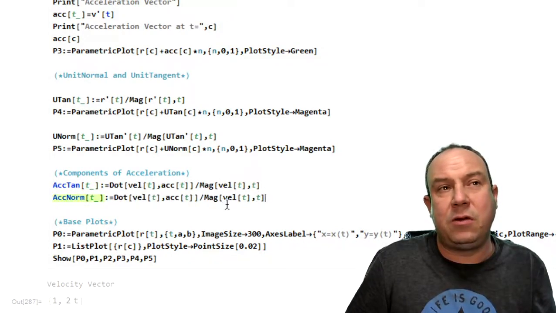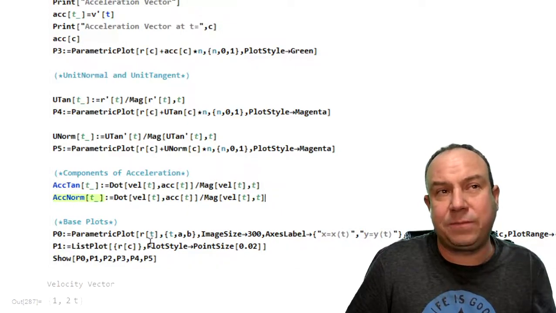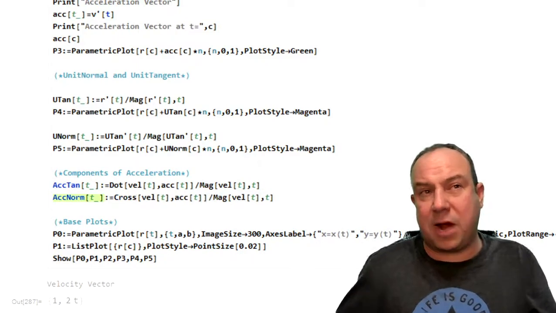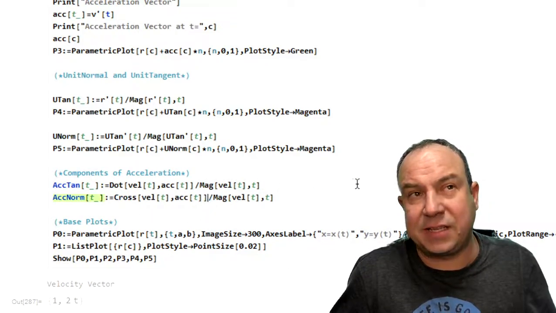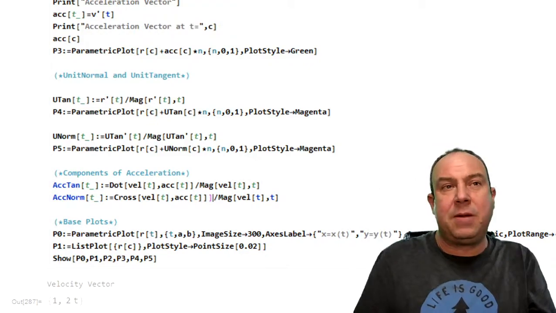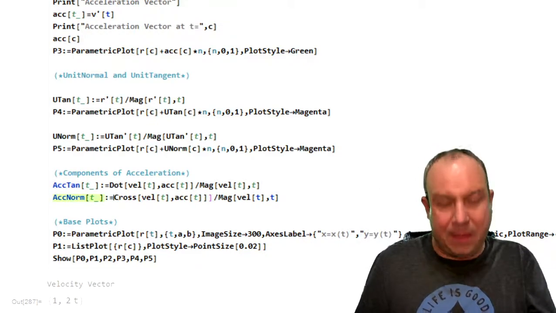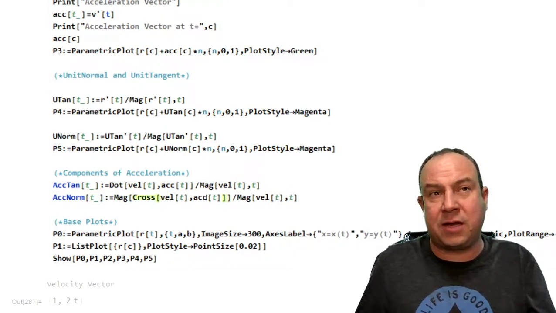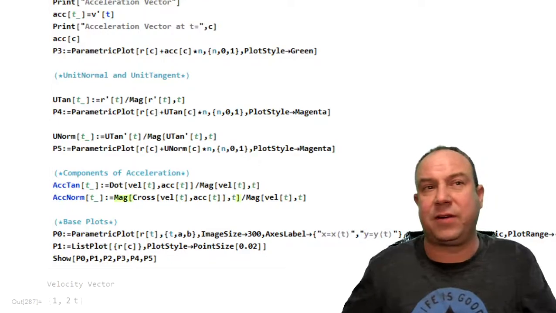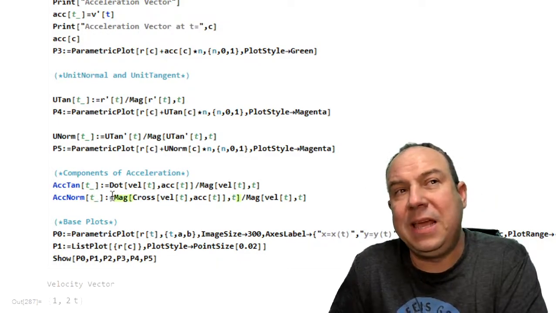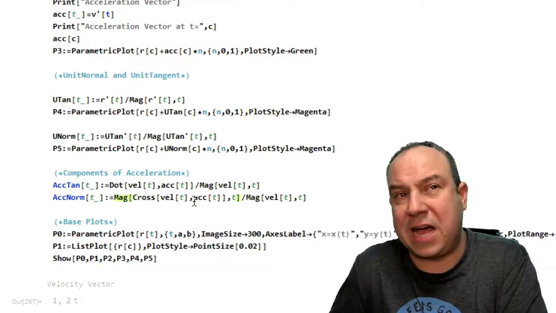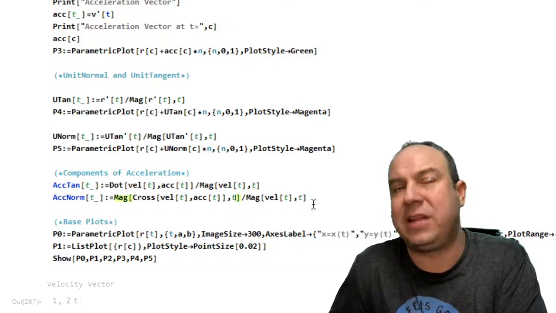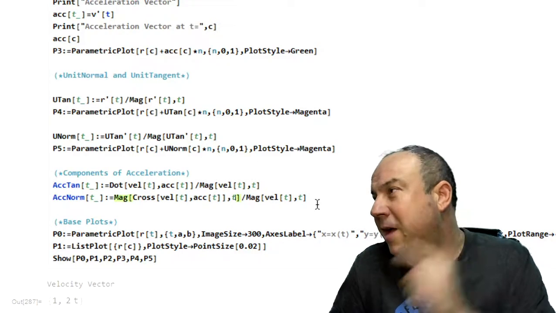And remember, our normal component of acceleration is, first of all, going to involve the cross product of these two vectors, velocity and acceleration. But not just their cross products. Furthermore, it's going to involve the magnitude of those cross products with respect to variable t. It is the magnitude of the cross product of the velocity and acceleration vector with respect to t divided by the magnitude of the velocity vector with respect to t.